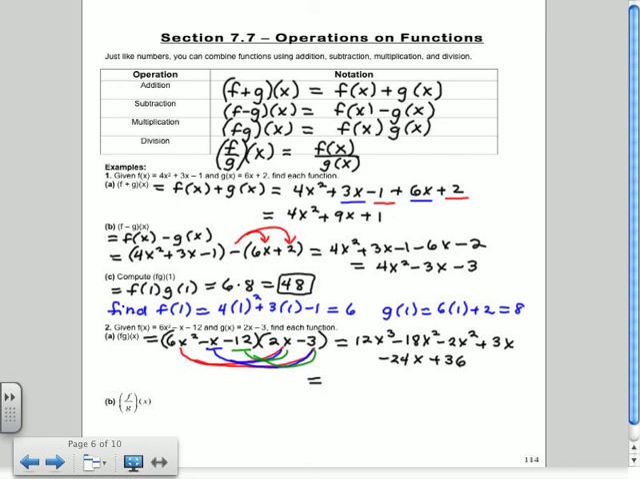Okay, the last step, you just combine your like terms. So 12x cubed, that's the only thing that has an x cubed. Then I have negative 18x squared and negative 2x squared, so that's negative 20x squared. I have positive 3x and negative 24x, so it's negative 21x. And then plus 36. Okay, that's your answer.